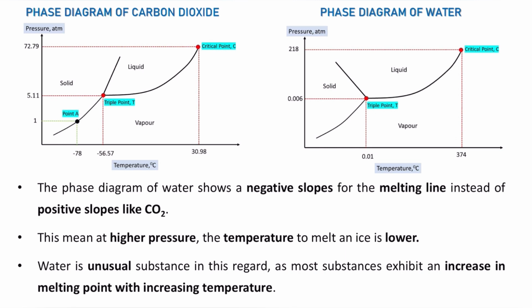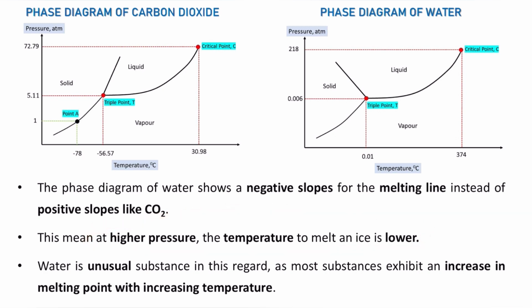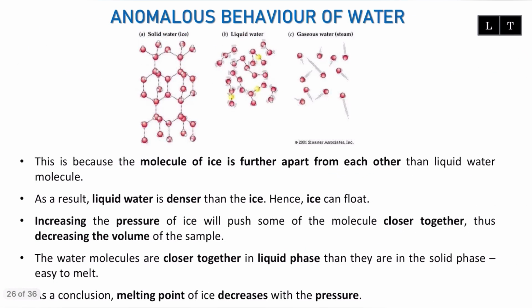One last thing, water is unusual substance dalam case ini sebab most substances akan exhibit increase in melting point bila kita increase pressure. Tapi water, bila kita increase the pressure, temperature untuk melt the ice will be very low. Kenapa benda ni boleh terjadi? This statement kita akan sambung dengan anomalous behavior of water. So, anomalous behavior of water, water kita ada solid, kita ada liquid, kita ada gas. Kalau solid kita panggil ice, kalau gas kita panggil steam ataupun vapor.